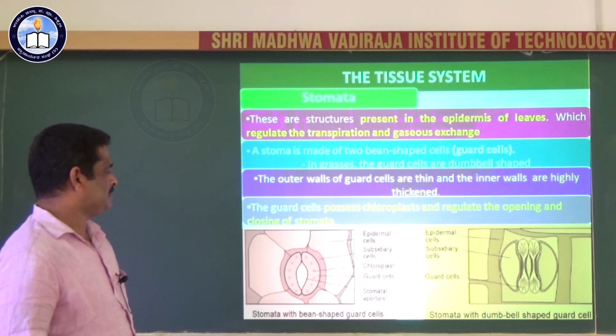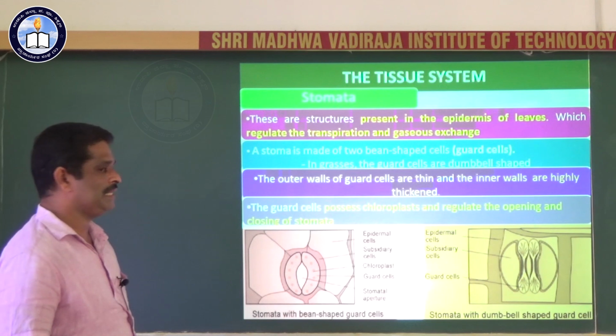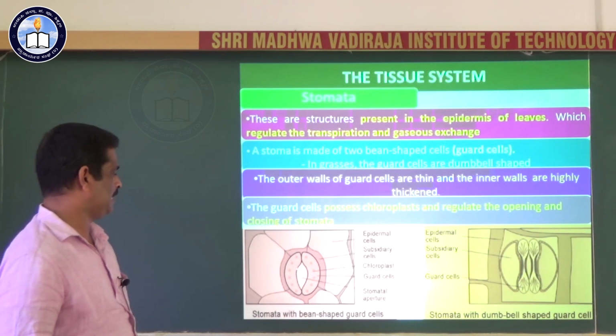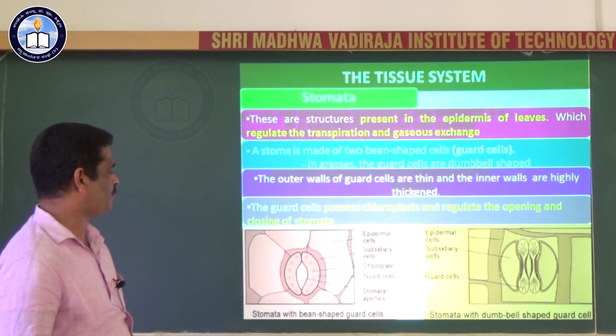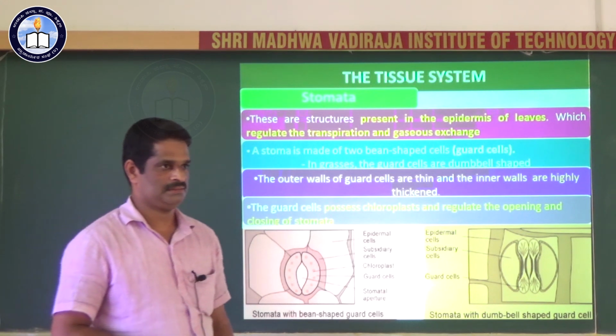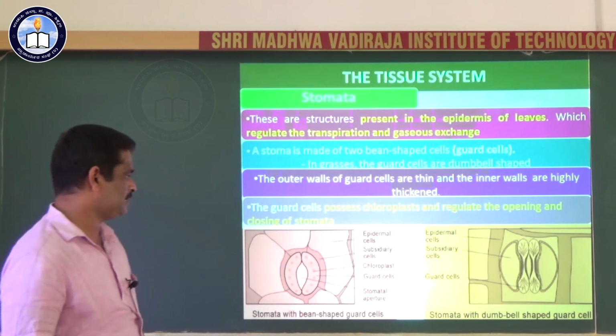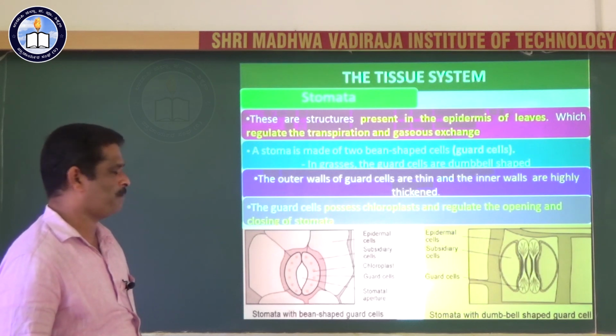The wall of the guard cells, if you consider, is unevenly thickened. The inner wall is thick and the outer wall is thin. The inner wall, the wall which faces the stomatal pore, is thick, and the outer wall is thin. That means the guard cell is unevenly thickened. These guard cells also contain chloroplasts.